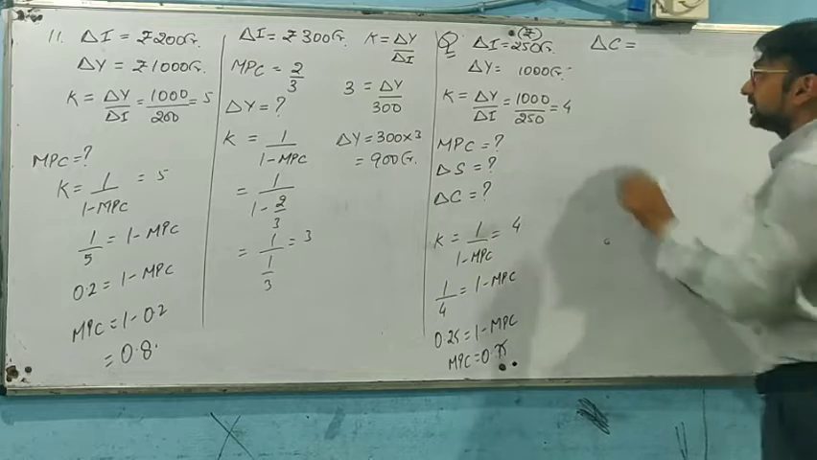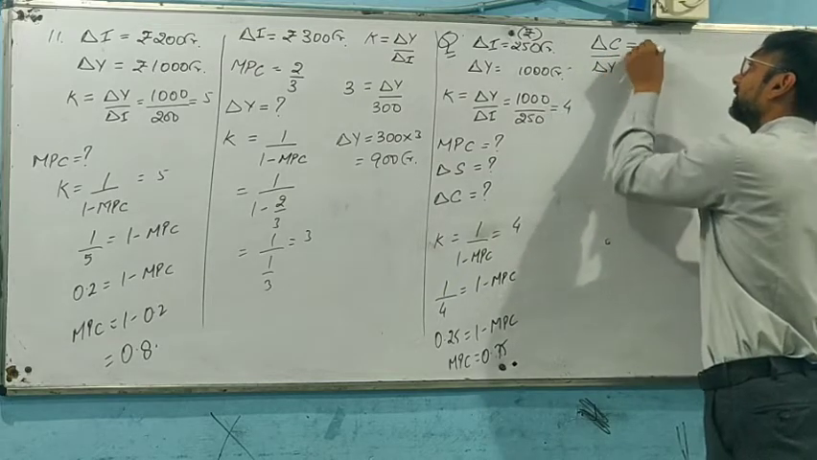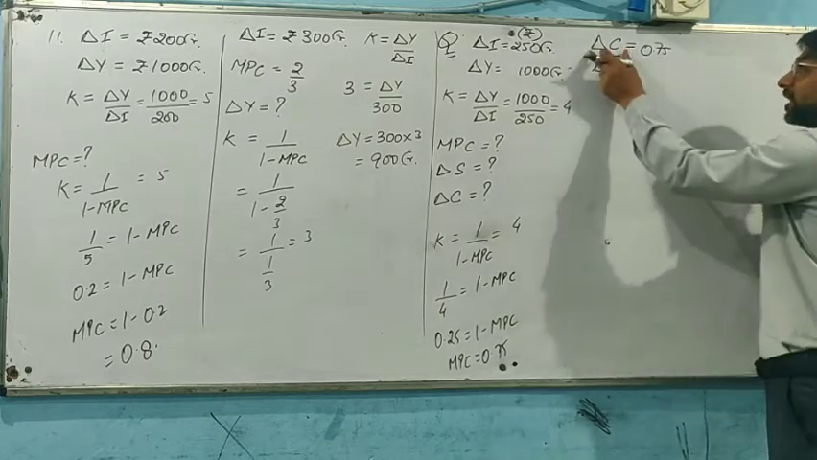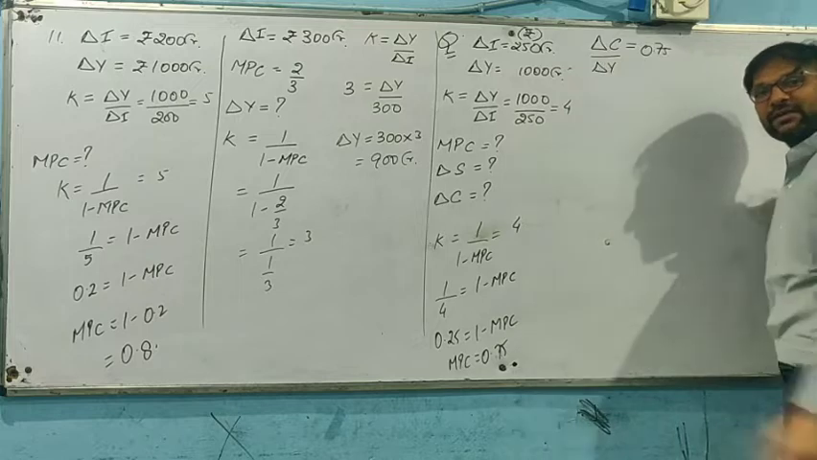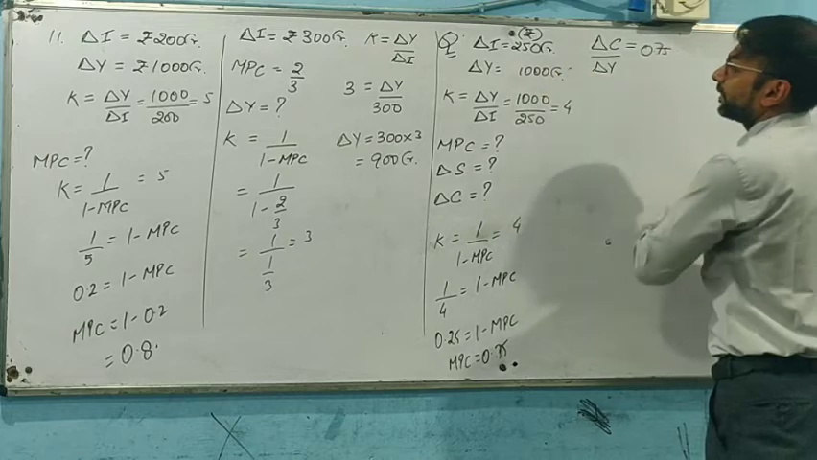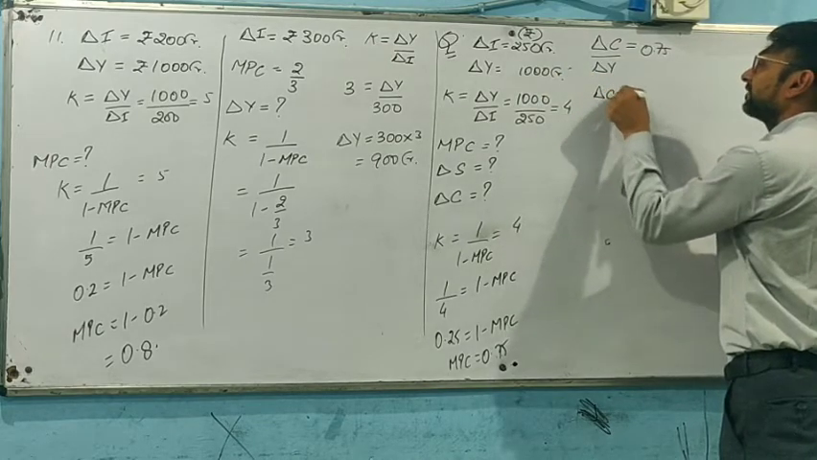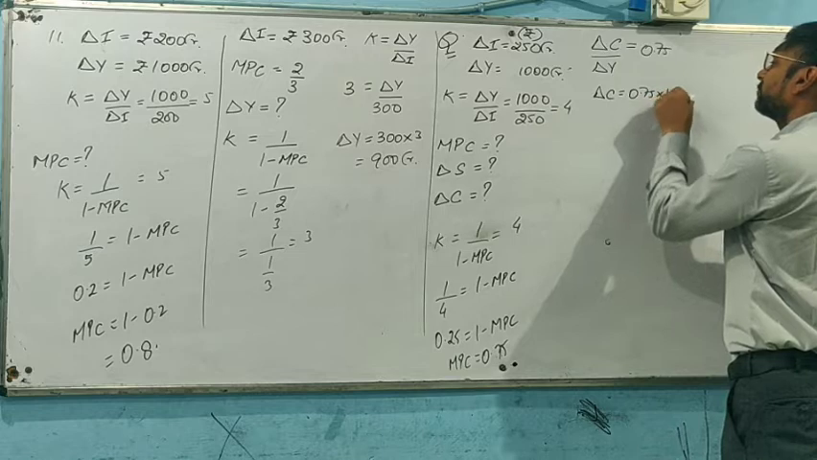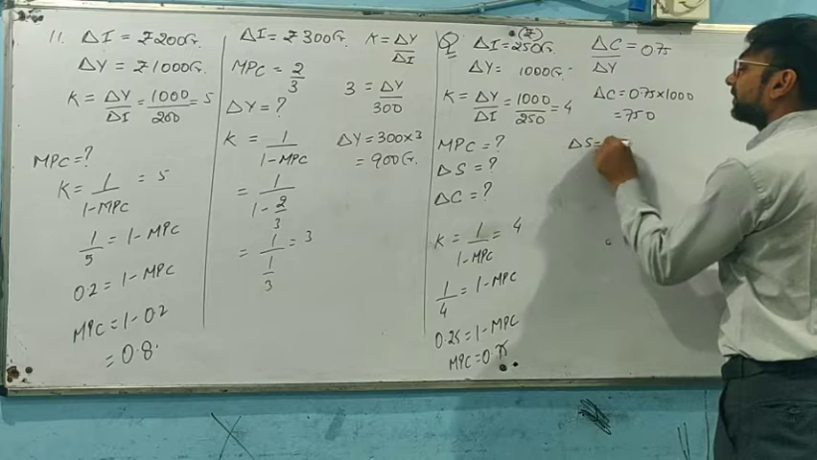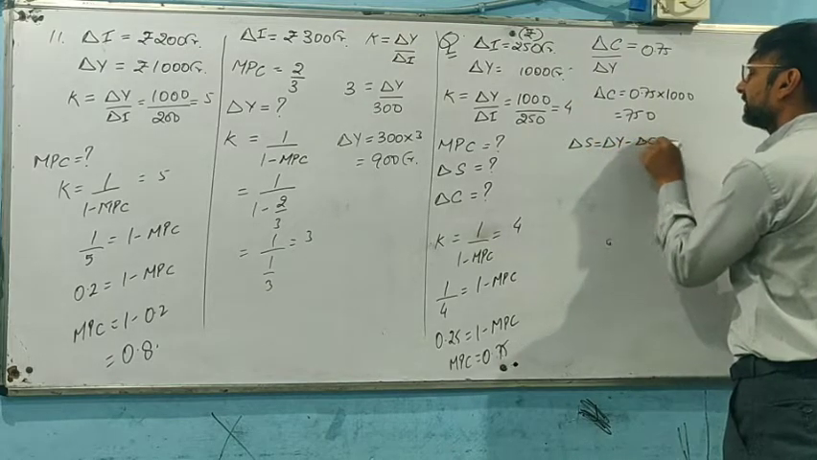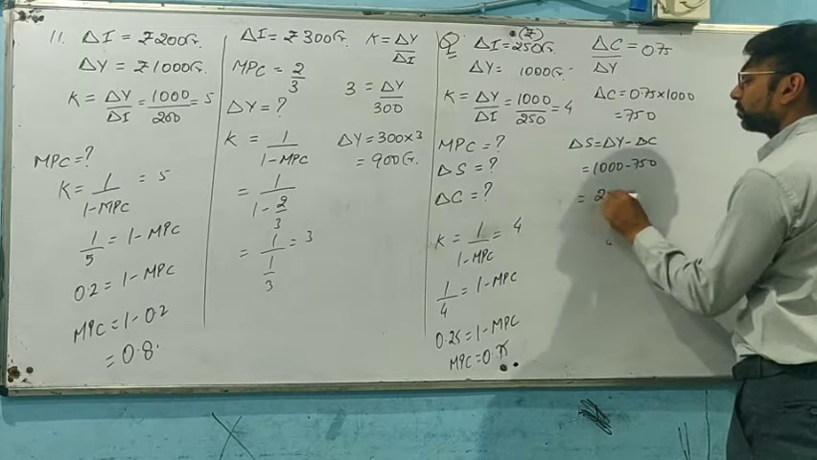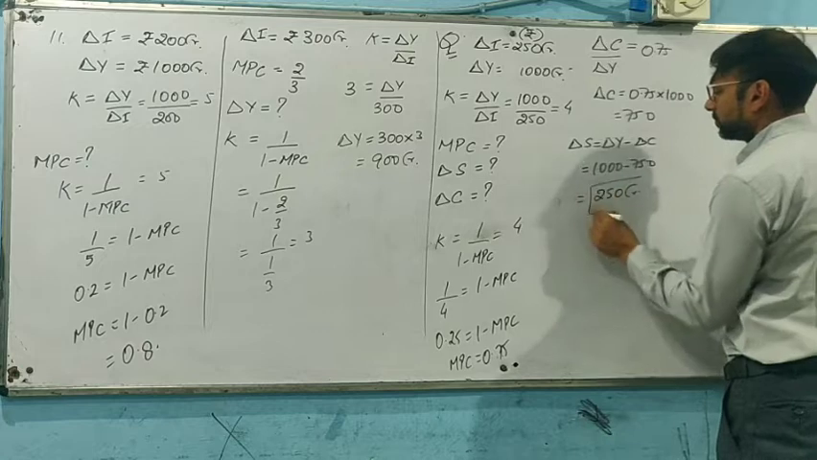So if we need to find delta C, we can say delta C upon delta Y equals 0.75 as we have obtained, because marginal propensity to consume has the formula delta C upon delta Y. You already know it. Now delta Y we already know, that is 1000. So delta C will be equal to 0.75 into 1000, that will be 750. And delta S will be equal to delta Y minus delta C. It means 1000 minus 750 will give you 250 crore.